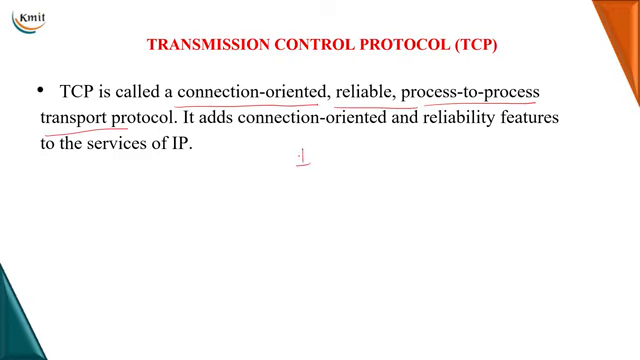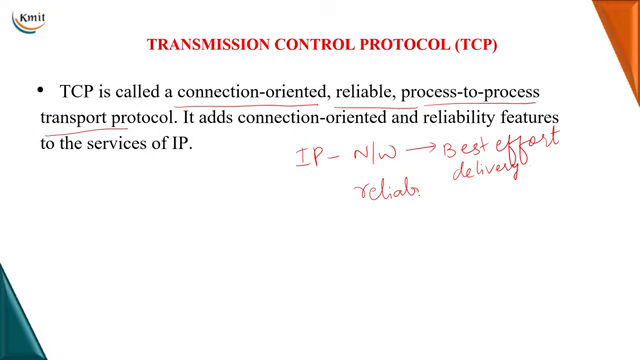If you remember, the IP protocol of the network layer was called a best effort delivery protocol, which would only provide delivery of packets from host to host. But it did not guarantee the reliable delivery of packets. The feature of reliability was missing in IP protocol. It was the job of the layers above the network layer to provide those services. And that reliability is being provided by the TCP protocol.